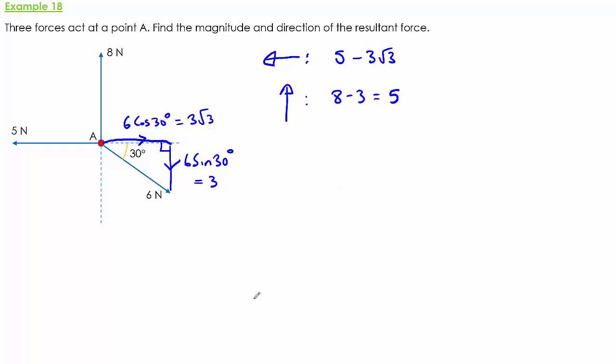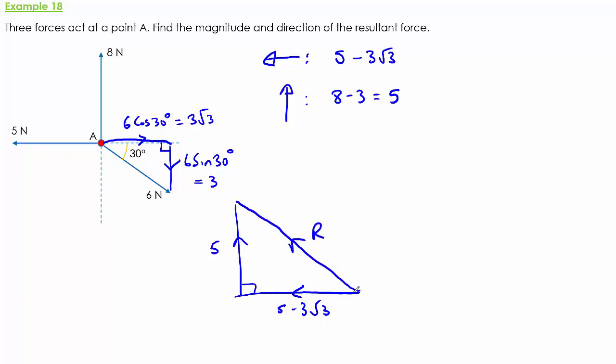So what we actually have as a resultant vector is 5 minus 3 root 3 this way and 5 this way. It's a right-angled triangle, and what we want is R, and we call this theta. That would enable us to give the direction. So for R, just going to use Pythagoras' theorem. So it's just going to be the square root of 5 squared plus 5 minus 3 root 3 squared.